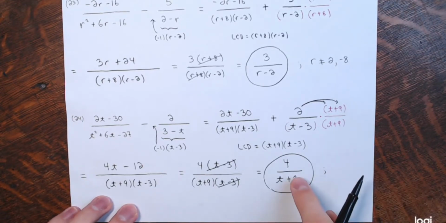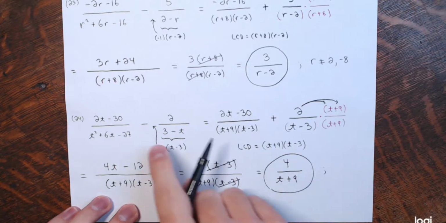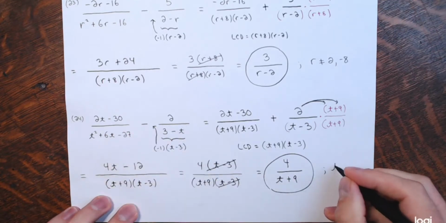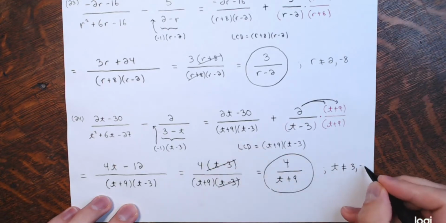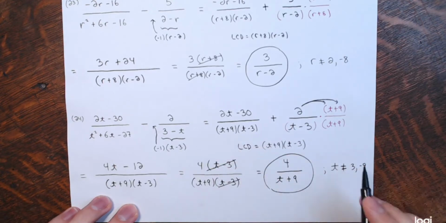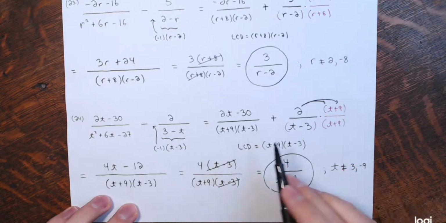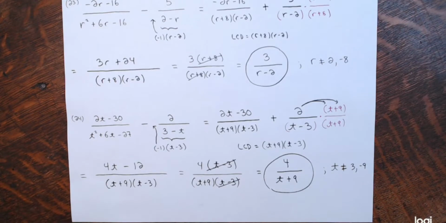And this expression will have exactly the same value as the original, as long as t is not 3 or negative 9. Right, because if you replace t with 3 or t with negative 9, there's going to be a denominator of 0 somewhere, and you can't divide by 0. Right.